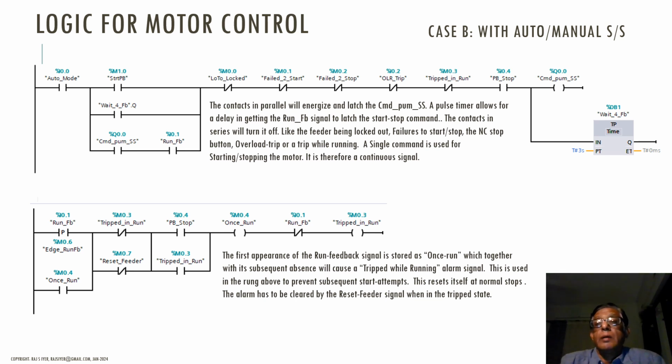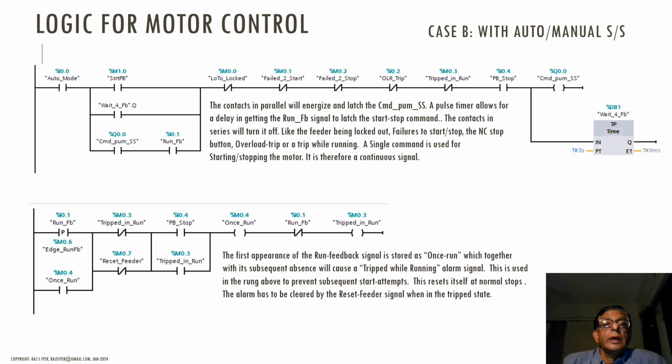Whenever this command pump start stop, that is CMD PM pump underscore SS, that is a single command, because when there is an auto manual selector switch, you need only one output. Okay, it's a continuous signal. All right, and then the third one in parallel is the start command along with the run feedback. Okay, then you have a series of NC contacts, which are the stopping conditions.